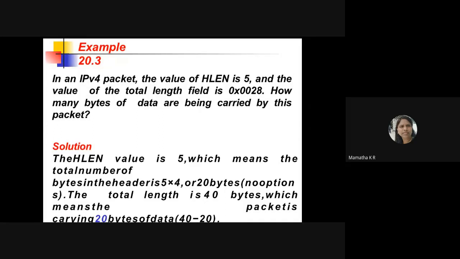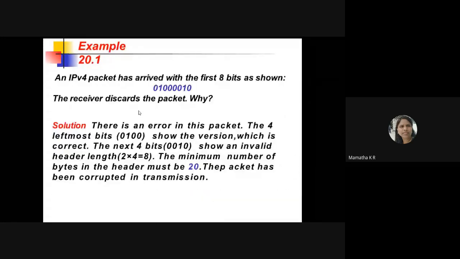Is it clear? The header length value is 5, which means the total number of bytes in the header will be 5 into 4, which is equal to 20 bytes. And no options are there, because only the minimum is there, that is the length of this header. And the total length, they say 40 bytes. This 40 bytes includes the header length. So if you subtract 40 minus 20, then remaining are 20 bytes. So how many bytes of data are there? That is 20 bytes. Is it clear? Understood these three problems now?